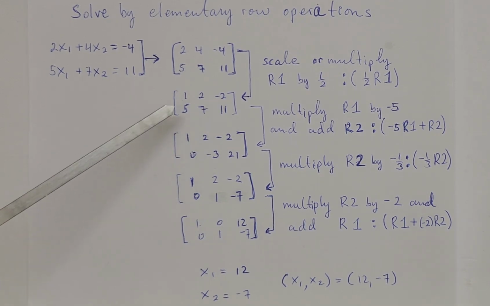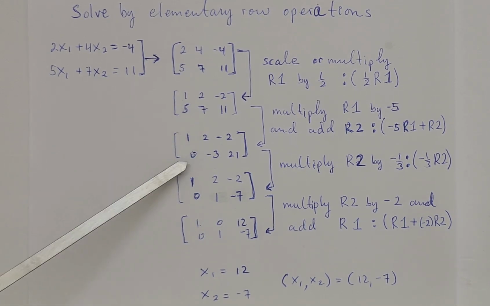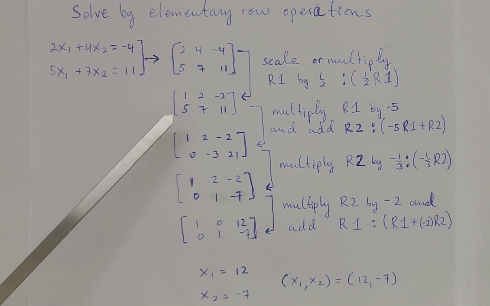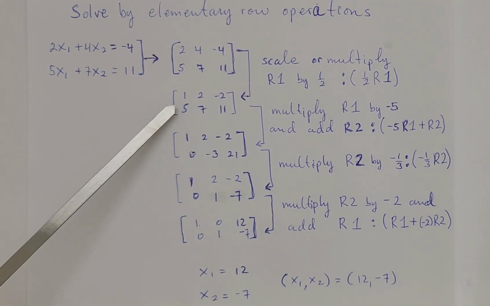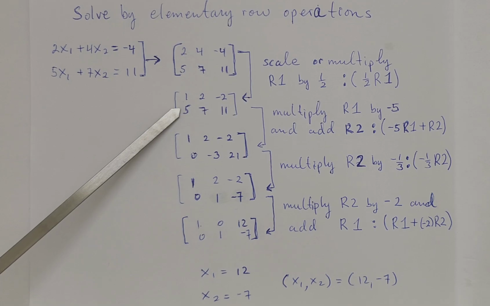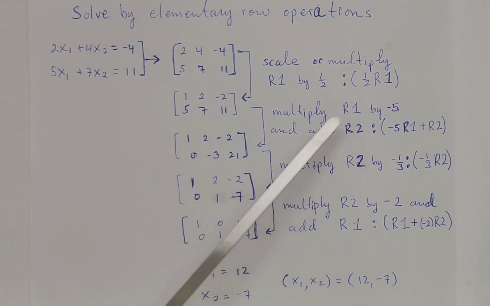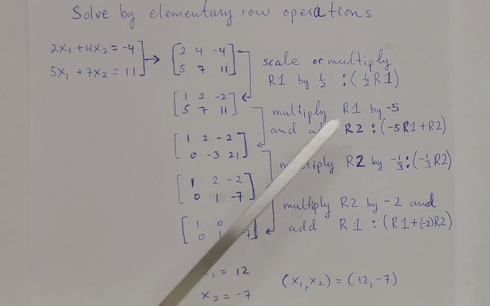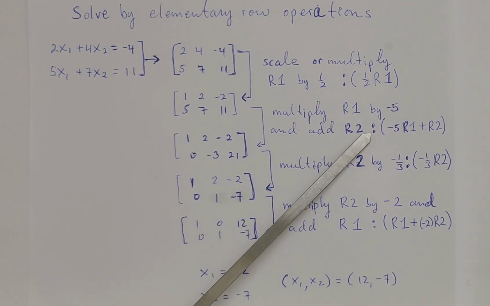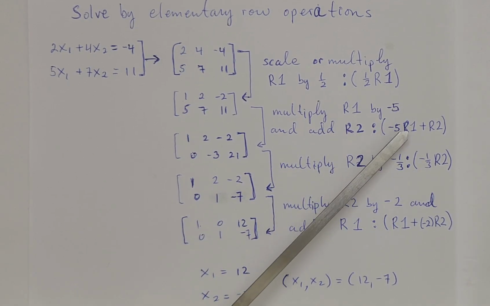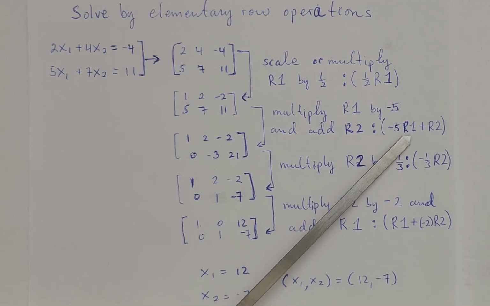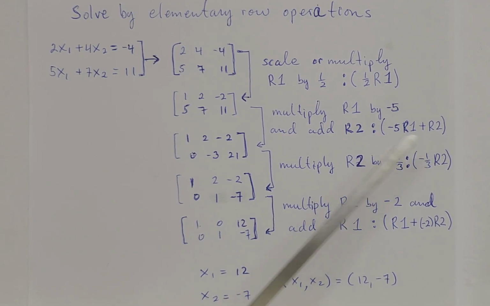Next, we want to change this 5 into a 0. The only way to make this 5 into a 0 is to use the opposite of +5. So that's what I wrote over here: multiply everything in row 1 by -5 and add to row 2. For future lessons, we will write -5 times everything in row 1 plus row 2.